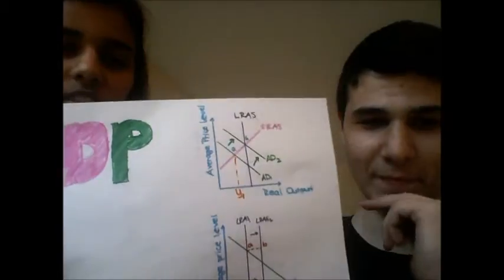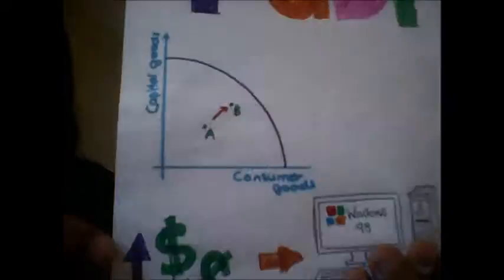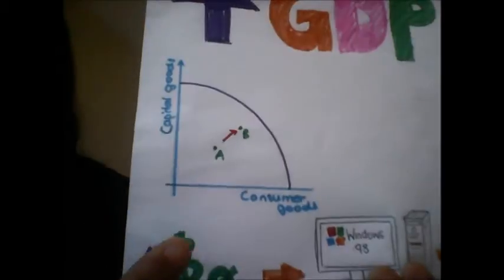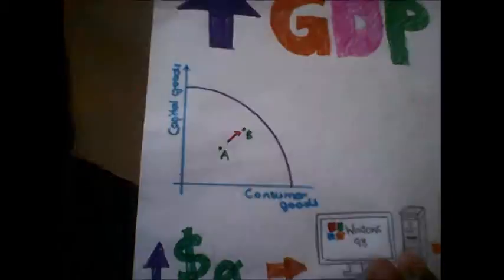This can be represented in another way through the PPC diagram, as you can see here. When economic growth occurs, the economy shifts from A to B, meaning closer to the potential output.